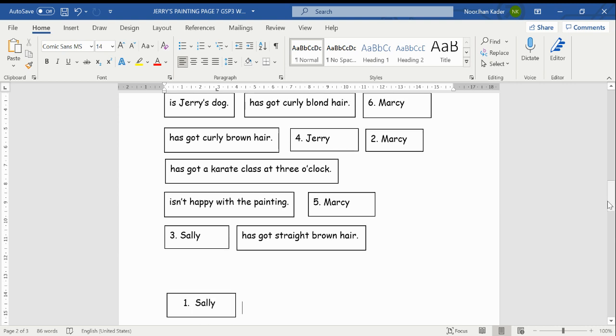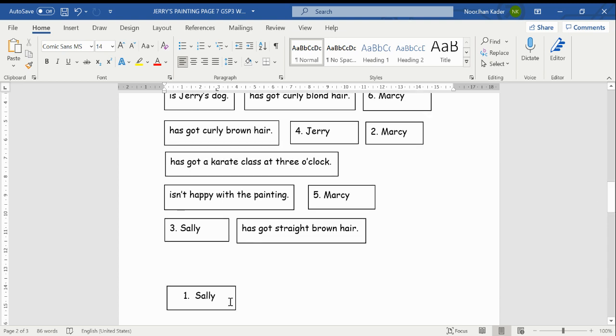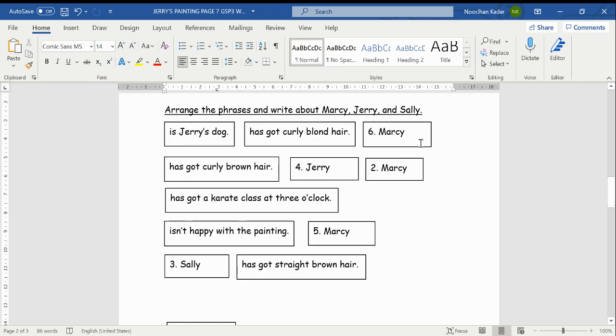Before that, let's read the names and words in the boxes. The first one is Sally. The second one is Marcy. Number 3, Sally again. Number 4, Jerry. And number 6, Marcy. These are the names, which repeat because we are talking about the same characters. And let's look at the phrases. The first phrase is Jerry's dog. Second phrase, has got curly blonde hair. This box has got curly brown hair. Then this one has got a karate class at 3 o'clock. And this box isn't happy with the painting. And the last one has got brown hair.